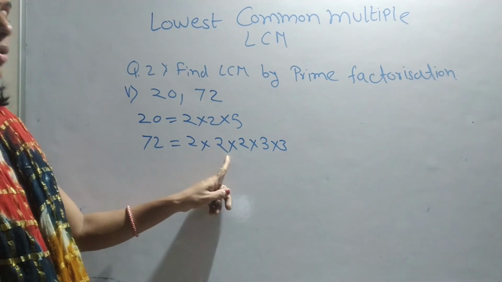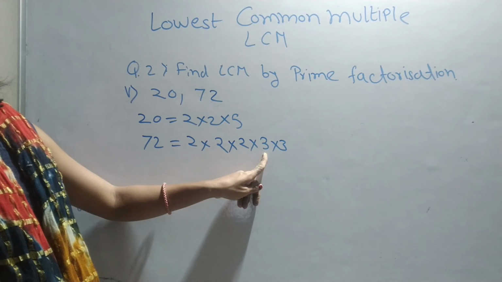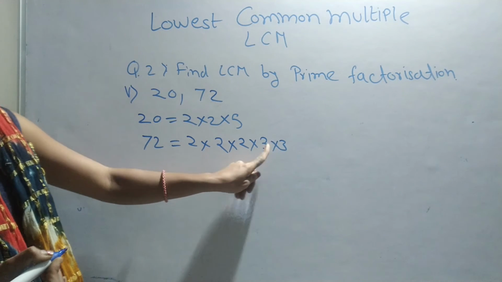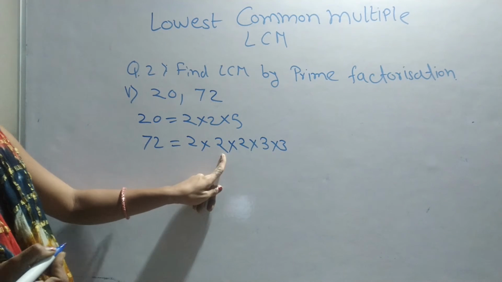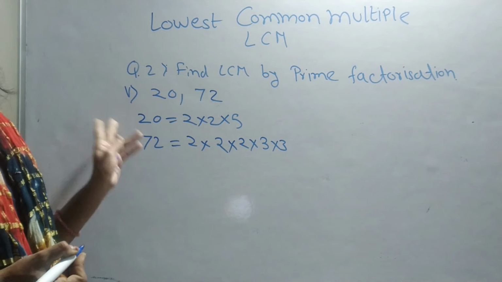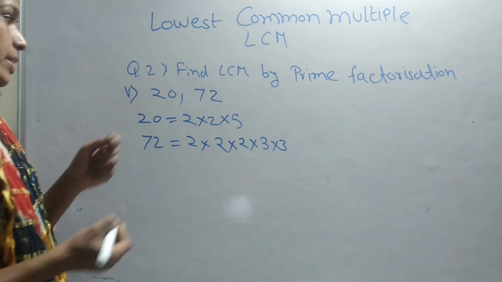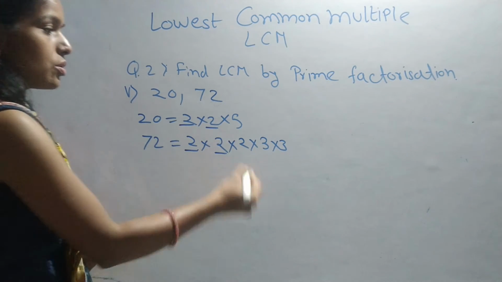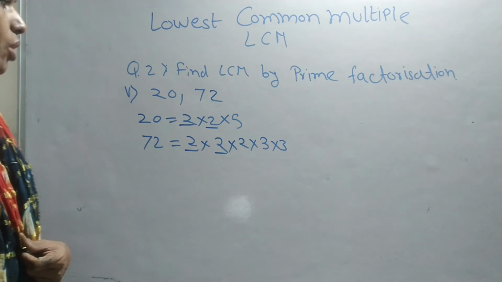You can check. 2 2s are 4, 4 2s are 8, 8 3s are 24, 24 3s are 72. Or 3 3s are 9, 9 2s are 18, 18 2s are 36, 36 2s are 72. In this way, you will get the 72. Now, what is common among these? This 2 is common. This 2 is common. And these are the uncommon factors.